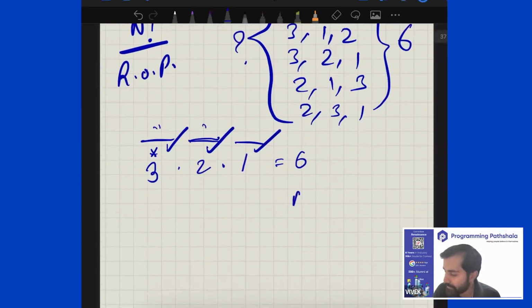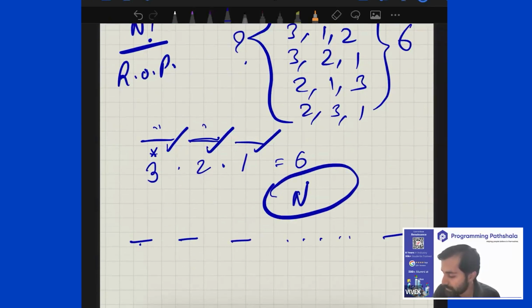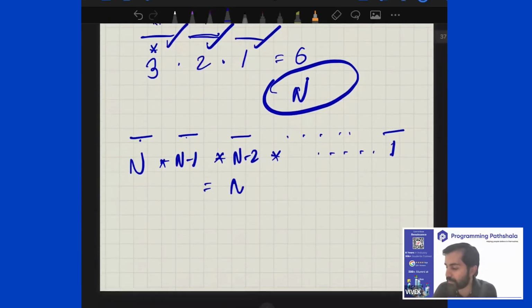If there are n items and you have to create an ordering, then for the first item, all of these n are available. So there are n choices. Once you have taken one item out, n minus 1 items are available. So for this, there are n minus 1 choices. For this, n minus 2 choices. And for this, only 1 choice. So the rule of product would take their product, and this is the product of 1 to n. So we write it as n factorial.